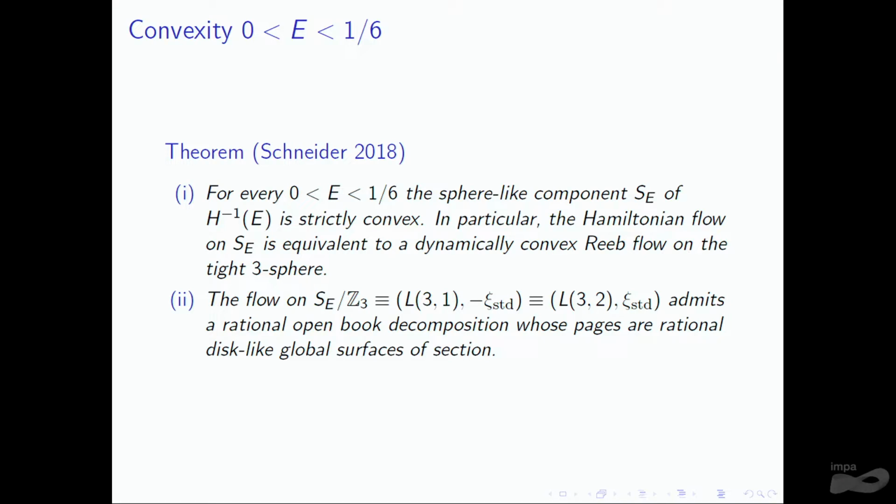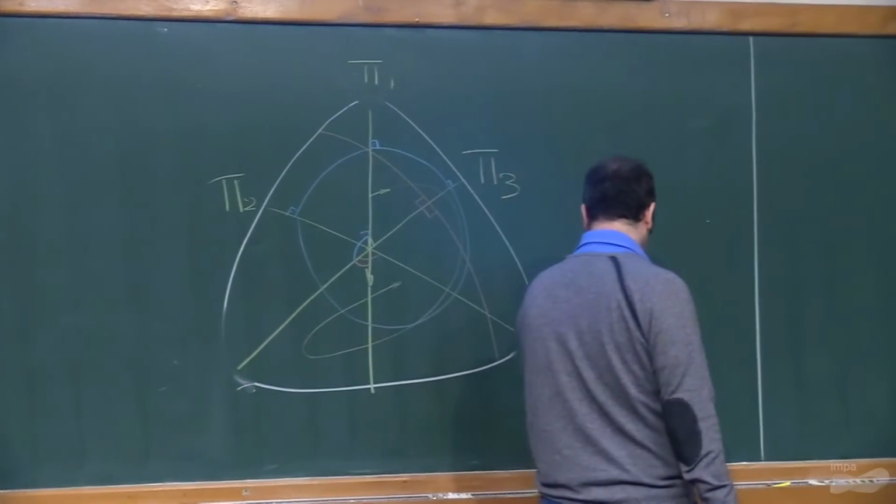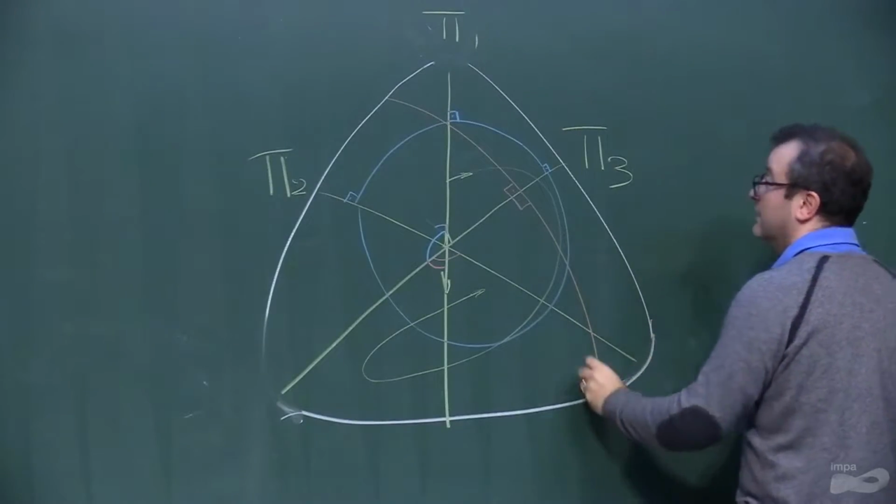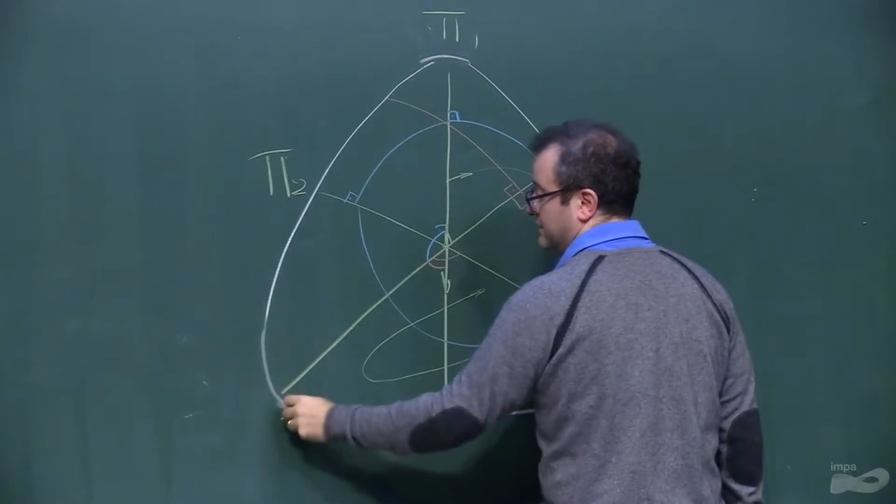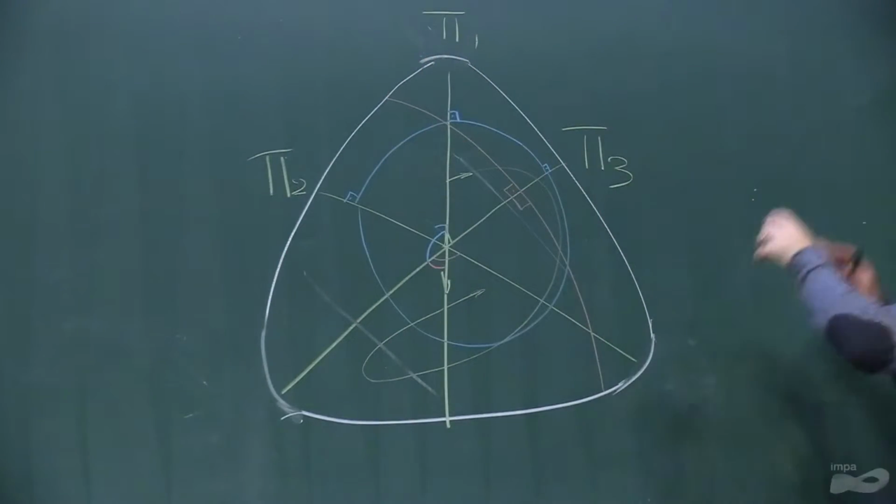But there is this observation, which was a computation by Schneider last year. He checked that, for the previous component, without the disconnected pieces, the energy level is a 3-sphere. It's an embedded 3-sphere in R4, okay? And it projects in this region here. And this embedded 3-sphere is strictly convex. Well, it's a simple computation.